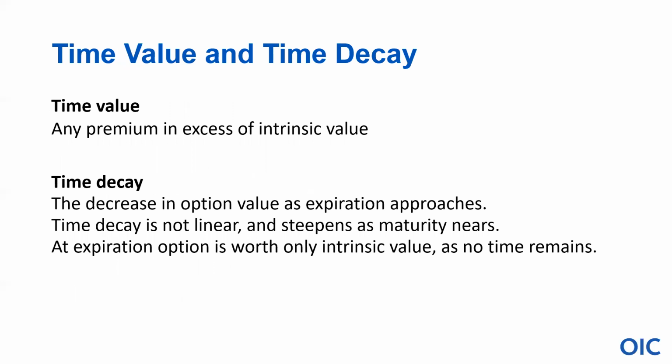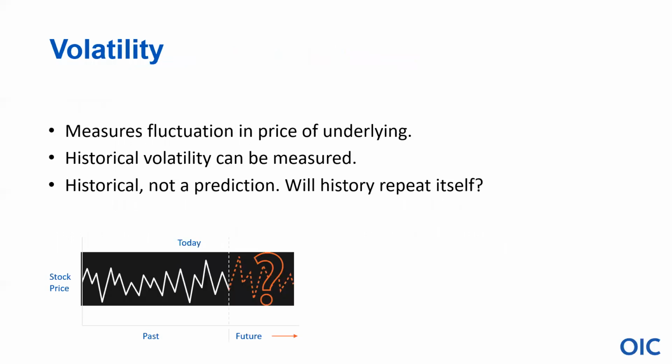So time value and time decay, as I have said, time value is any premium in excess of intrinsic value and reflects, I suppose, the chance that the option may move into the money. Time decay is the decrease in option value as expiration approaches. As I've said, it's not linear, it steepens towards maturity, and at expiration, the option is only going to be worth its intrinsic value as there's no time value left. Volatility, as I mentioned, measures the fluctuation in the price of the underlying, either up or down. Historical volatility can be measured, but it is historical and not a prediction. Will history repeat itself? Well, I don't know.